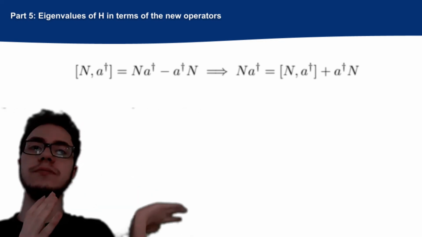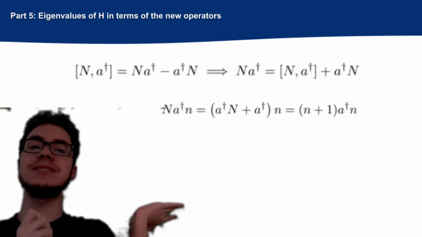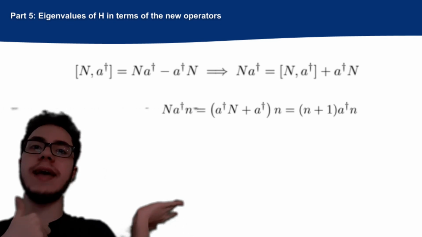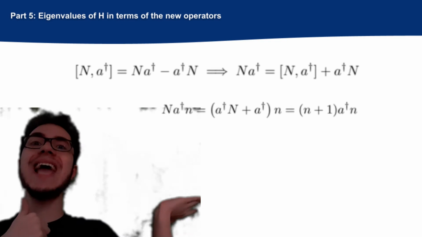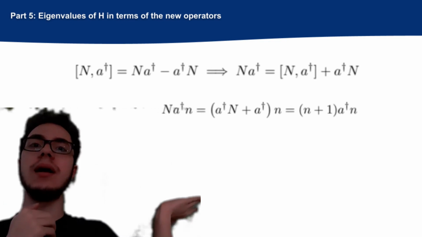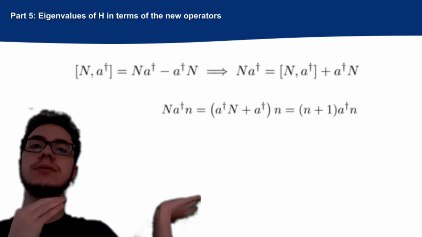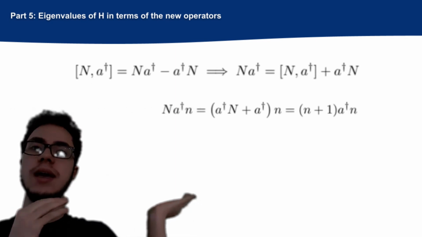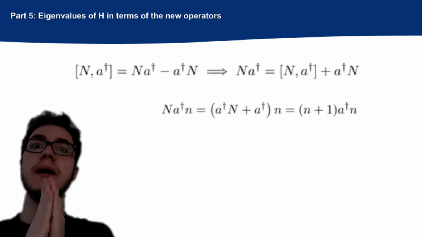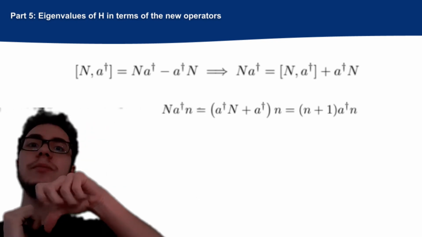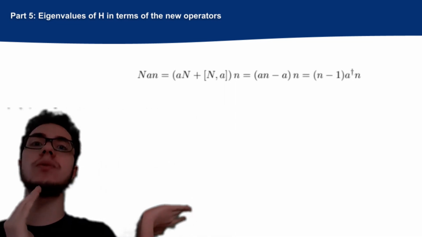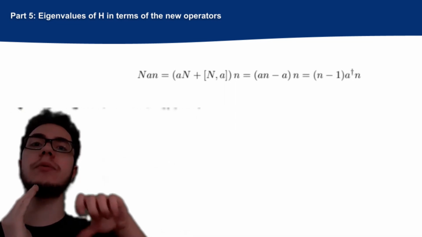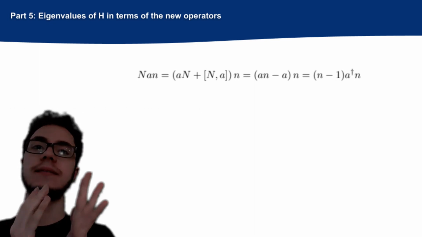First of all, we are going to commute the number operator times the creation operator over the ket n. If we apply the information I explained to you before, we finally arrive at the eigenvalue n plus 1 applied over the creation operator times the ket n. Similarly, if we apply the product between the number operator and the destruction operator, we finally arrive at the eigenvalue n minus 1 applied over the destruction operator times the ket n.